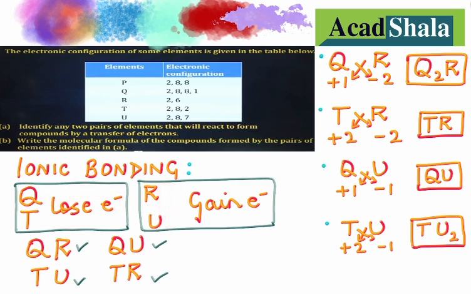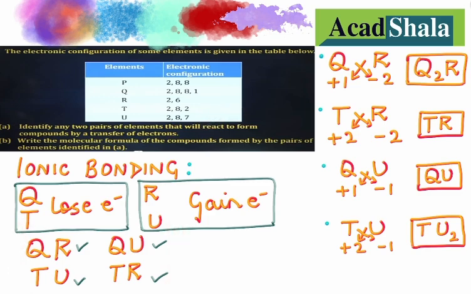Now, how the pairing will take place: metal Q will react with R, so this is QR, and Q will also form a pairing with U. Two more pairings we will have: T will pair with R and T will also pair with U. So we have four pairings over here. Although two pairings are asked in the question, we have four, so we should know this.